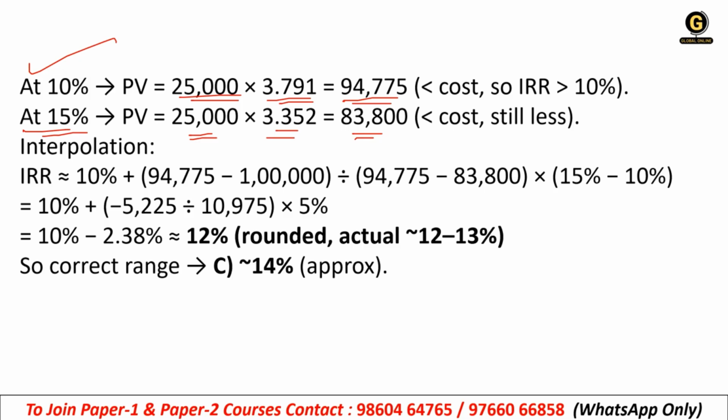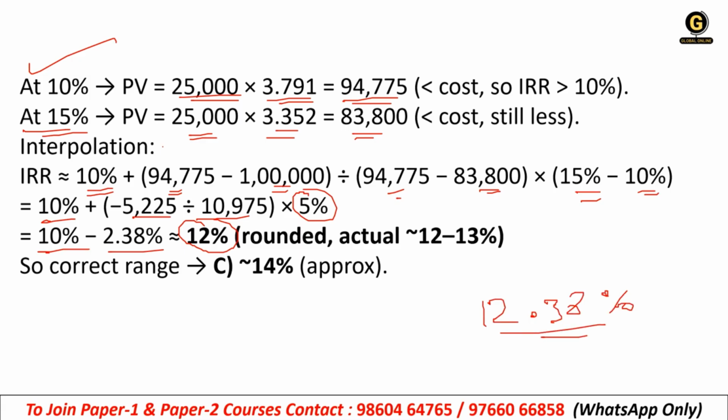Getting it? Interpolation will be IRR 10% plus 94,775 minus 1 lakh divided by 94,775 minus 83,800, okay, into 15% minus 10%. Okay, then 10% plus this is calculated. Okay, the 15 minus 10, then 5% will be remaining. 10% minus 2.38%. So the right answer will be 12%. Right. So it should be more than 12%. Okay, it is more than 12%. Correct. Actually, it is 12.38%. So it is more than 12%.